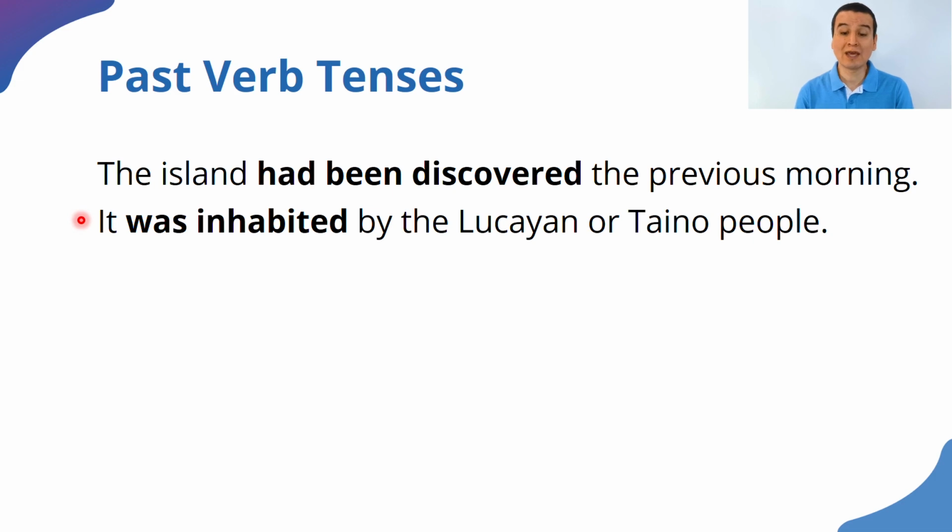It means that the Lucayan and the Taino people inhabited the island, so it was inhabited. It is a passive construction to refer to the island more than who did it. So they mentioned that first, right?